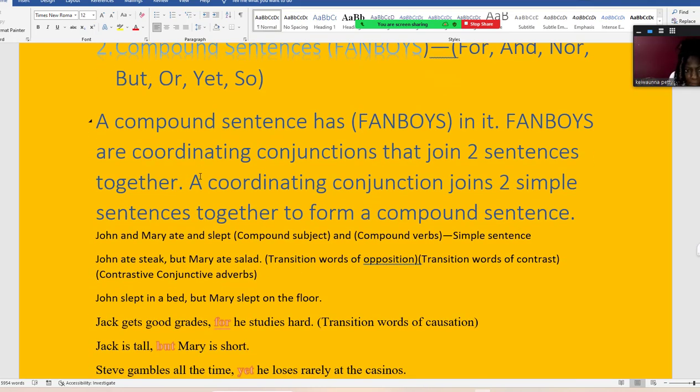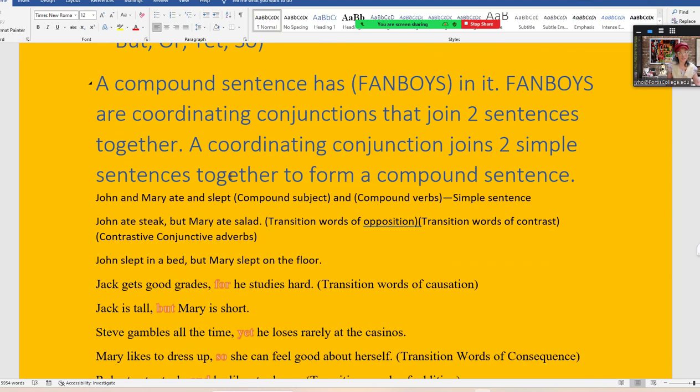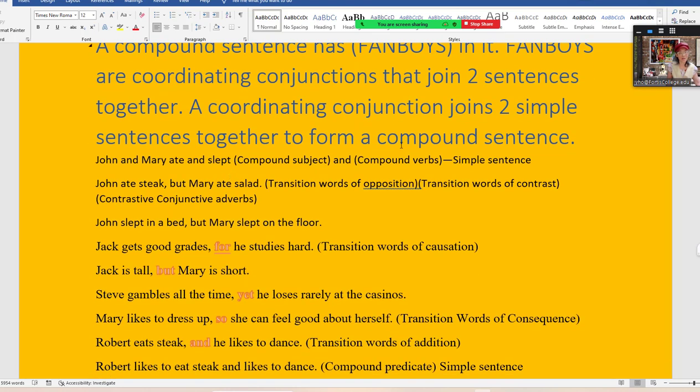Okay, compound sentences are two simple sentences joined by a coordinating conjunction. And the only coordinating conjunctions that occur in English are FANBOYS: for, and, nor, but, or, yet, so. So a compound sentence has FANBOYS in it. FANBOYS are coordinating conjunctions that join two sentences together. A coordinating conjunction joins two simple sentences together to form a compound sentence.